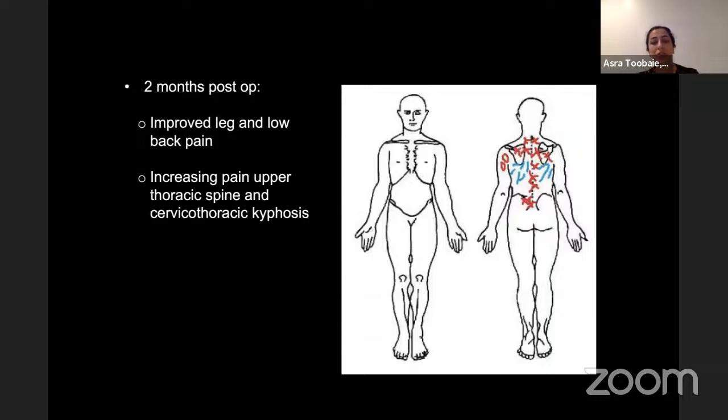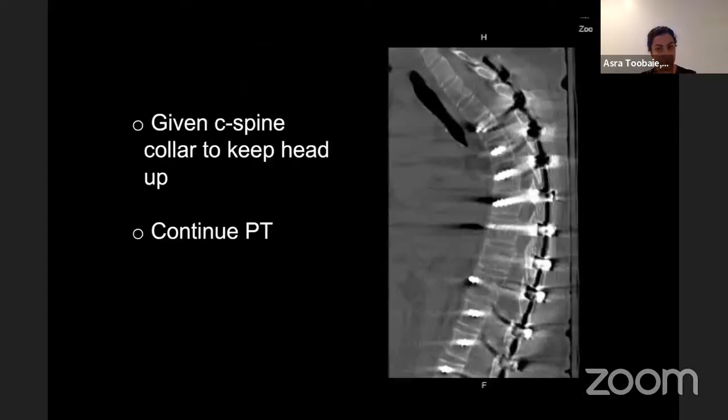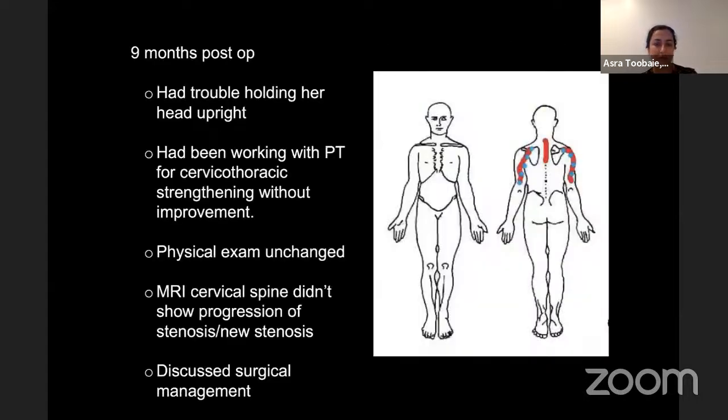2 months post-op, she had improvement of her lower back and leg pain that she previously had, but then she started complaining of increasing pain in her upper thoracic spine, and she noticed some cervicothoracic kyphosis. This is the X-ray that shows not necessarily PJK, but some cervicothoracic kyphosis. CT scan didn't show any fracture at the levels above the construct. So she was treated non-operatively with a cervical spine collar to keep her head up and physiotherapy.